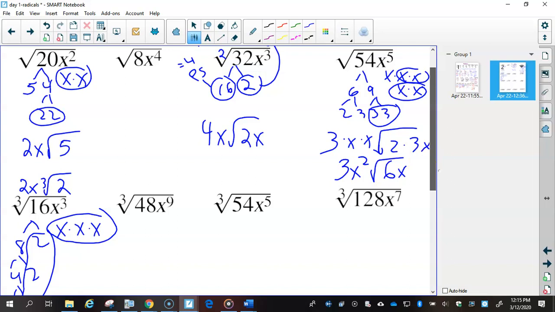So pairs go on the inside and then the letters on the outside? Pairs of numbers and x's go on the inside and then the pairs go on the outside. Anything that's not paired goes on the inside. Okay.